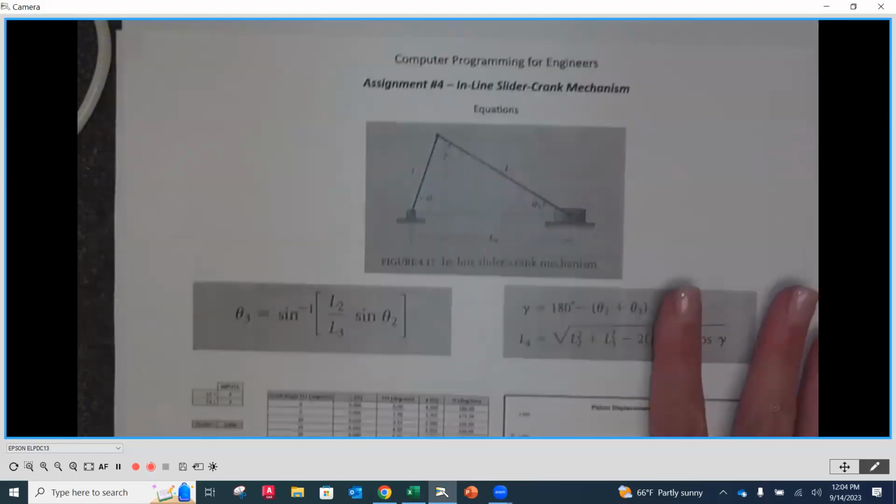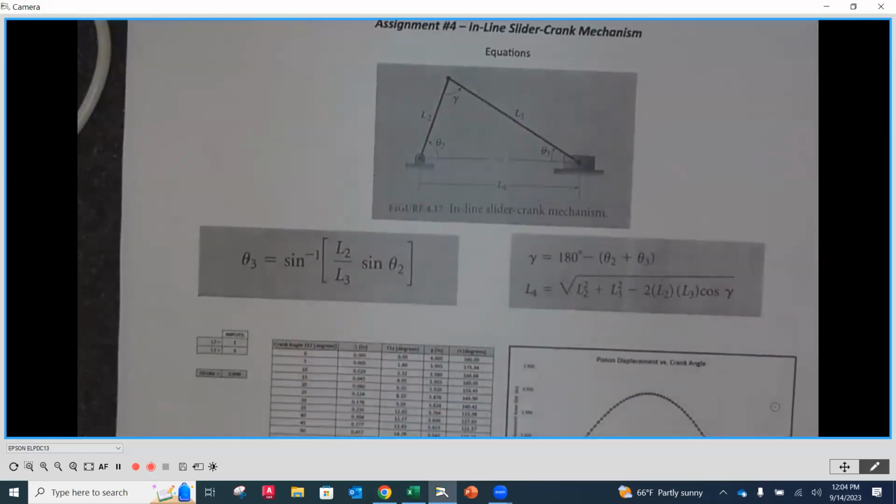You'll notice that there are two equations down here, and those are what you're going to be programming into your spreadsheet to get the data you need for the output of the displacement. Those are those two. Again, I'll explain that in just a bit.